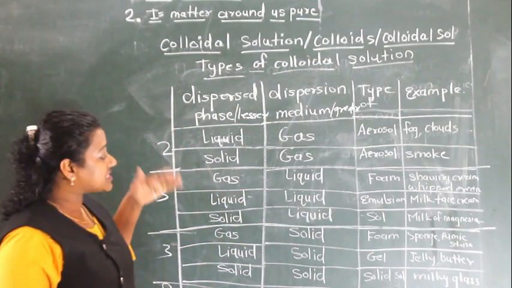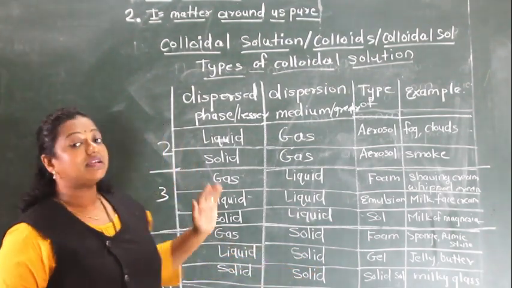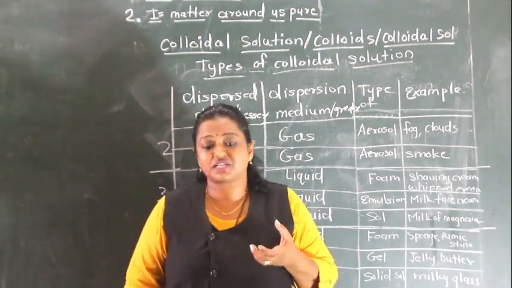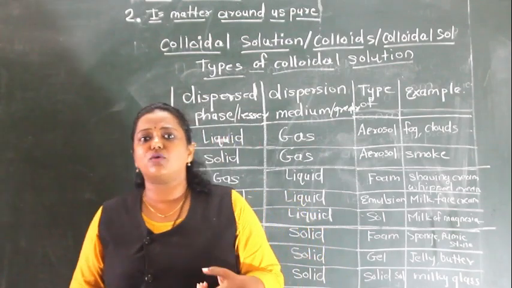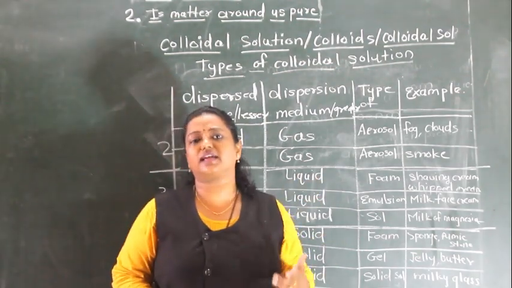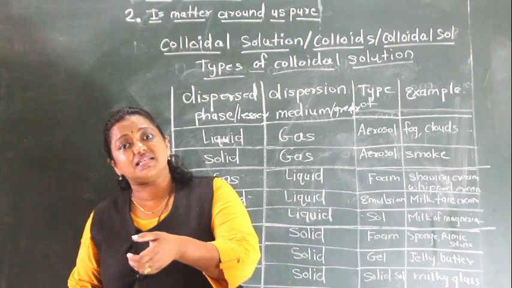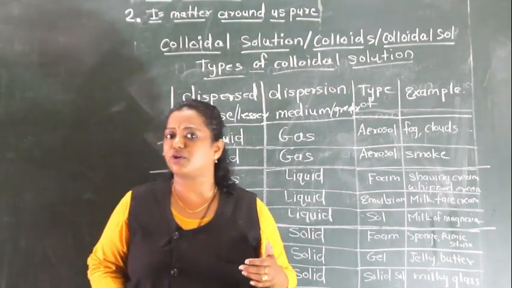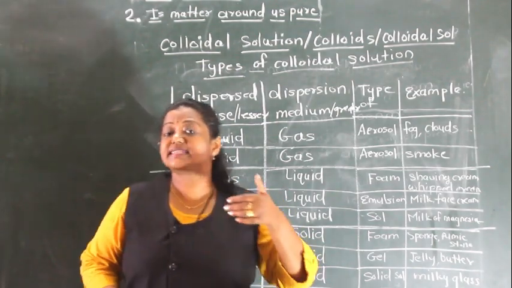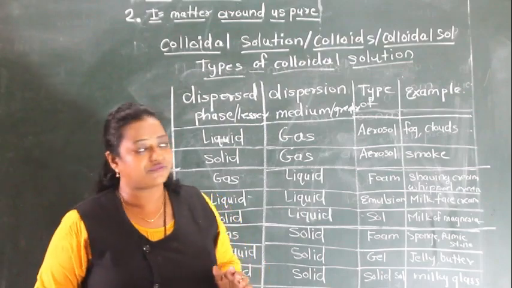Now we will go for the next type of colloidal solution, where solid is in more amount and liquid is in lesser amount. Students, you know jelly, we like to eat jelly, right? Jelly-like substances contain more solid and less liquid. Curd is an example, containing more solid particles and less liquid particles. Cheese is an example, with more solid particles and less liquid particles. Butter is also an example, with more solid and less liquid. So cheese, curd, butter, and jelly are examples of a gel.